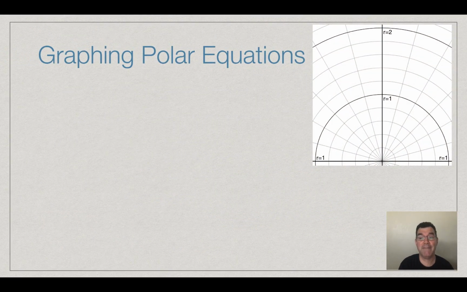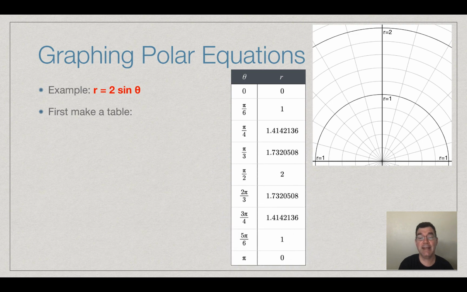All right, so when we're graphing these, remember I have to use that new special grid there. So let's say I'm graphing r equals 2 times the sine of theta. First, I'm going to make a table. Theta is my independent variable and r is my dependent variable. So I plug in a bunch of values of theta and I calculate the r value for each of those thetas, and I get that table right there.